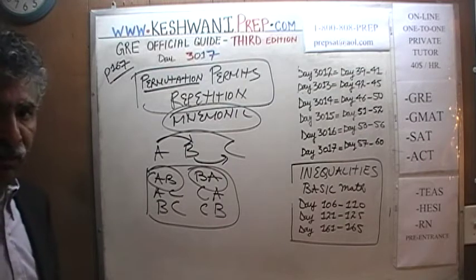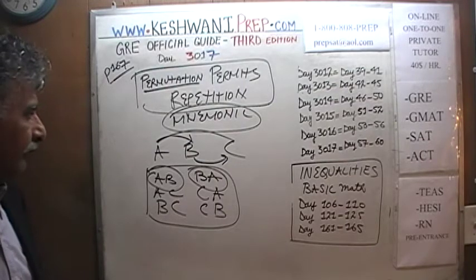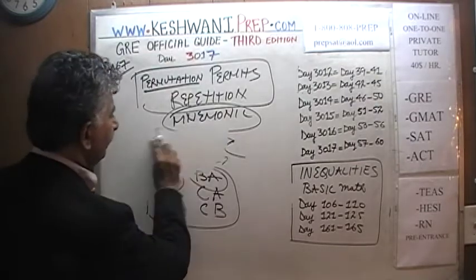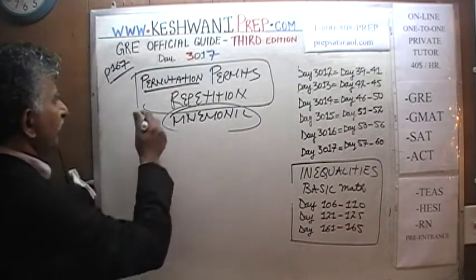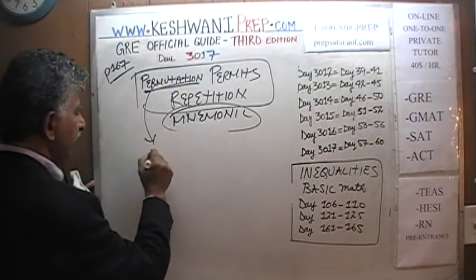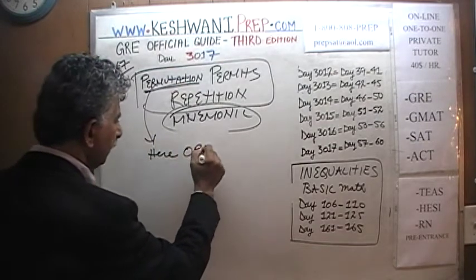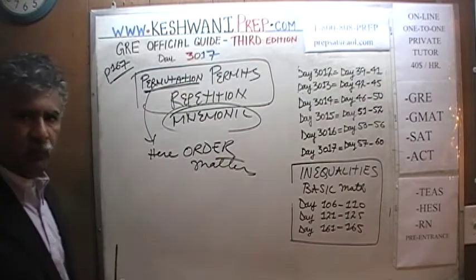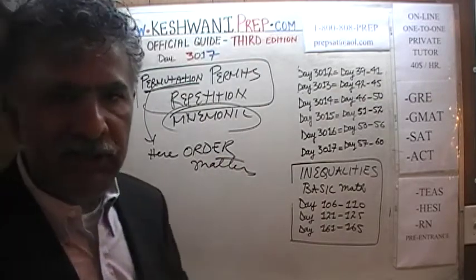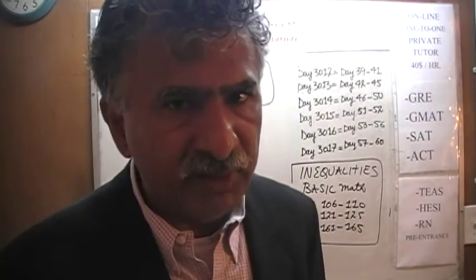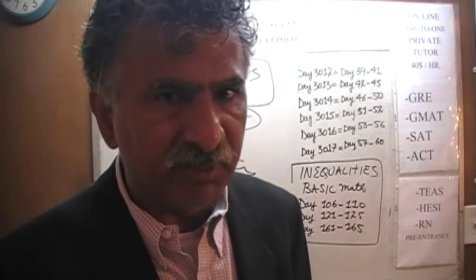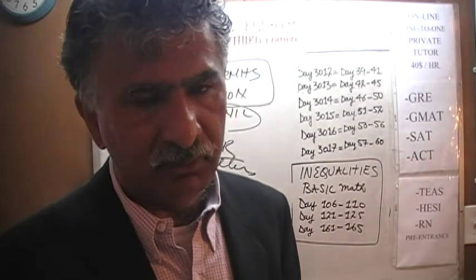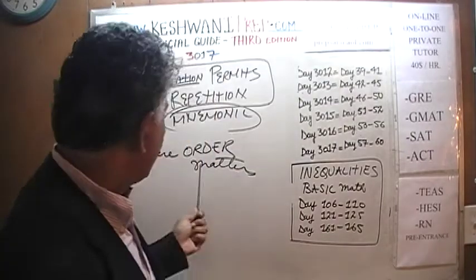In combination, order does not matter. Let's talk about combination. So this is a permutation here. In permutation here, order matters. Of course it matters. Having chosen A as a president and B as a vice president, it's a very different scenario than having chosen B as a president and A as a vice president. Two different situations. Order matters.